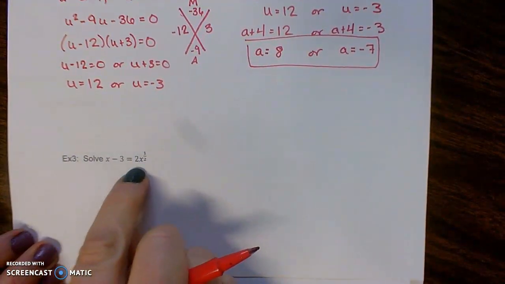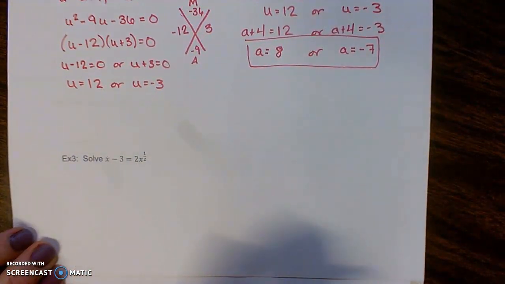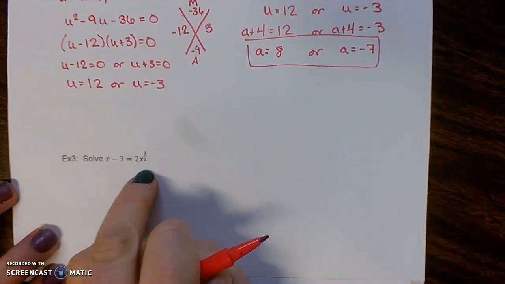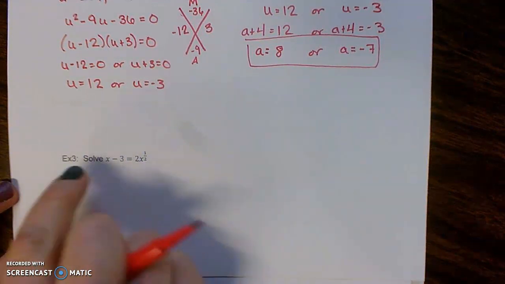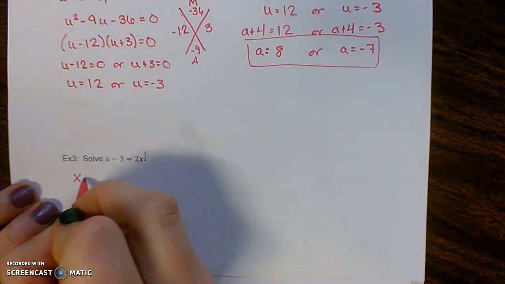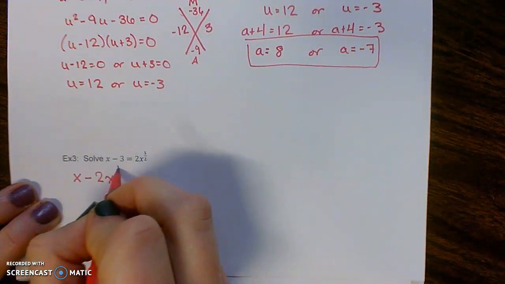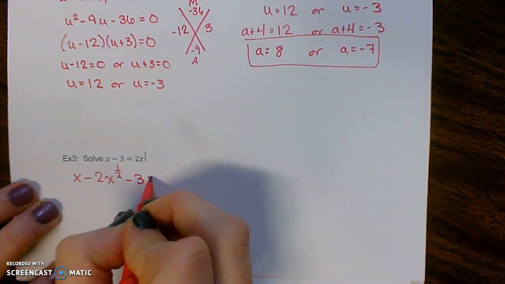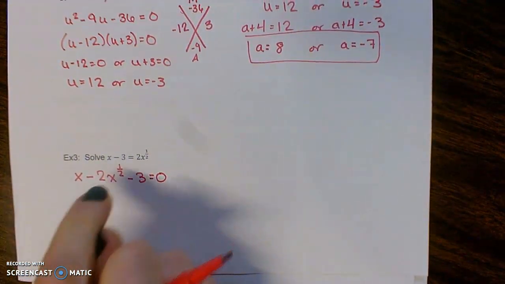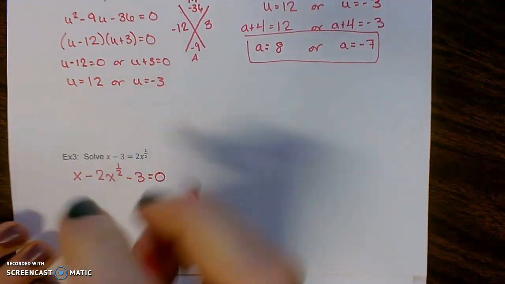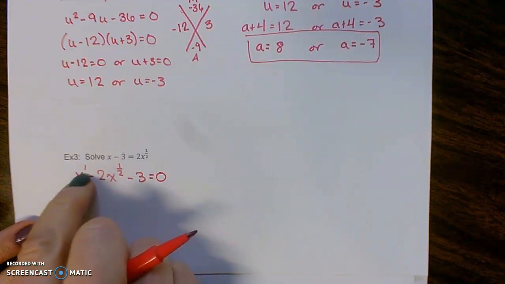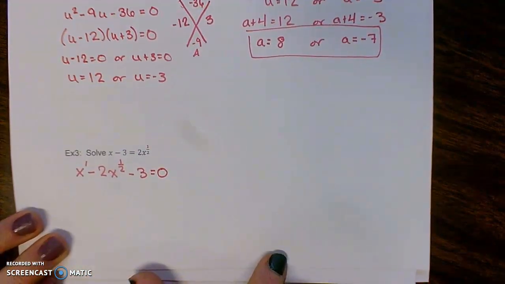Example 3. x minus 3 equals 2x to the 1/2 power. So this looks a little messy. Let's try subtracting this term from both sides to get all terms on one side. x minus 2x to the 1/2 power minus 3 equals 0. If I line it up like this in decreasing order of the exponent, notice that my exponent here, which is 1, is twice this exponent. Twice times 1/2 is 1. So this is quadratic in form.